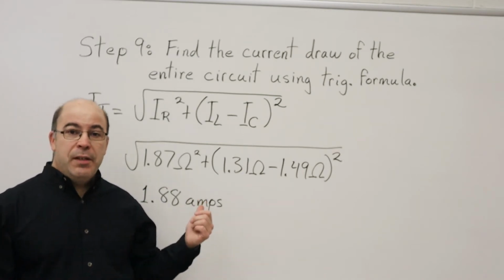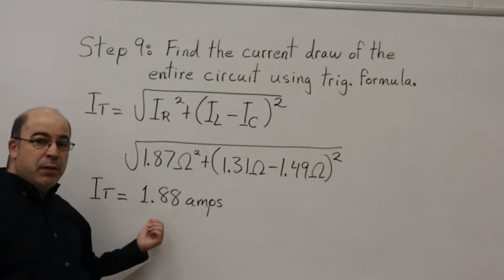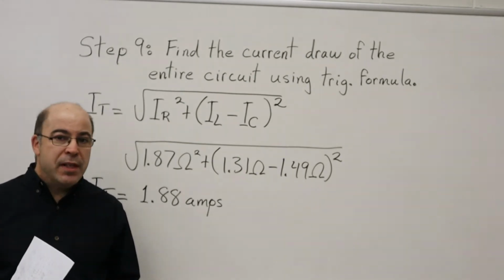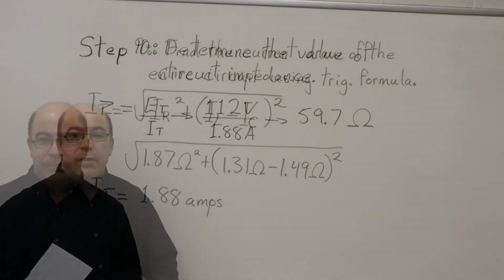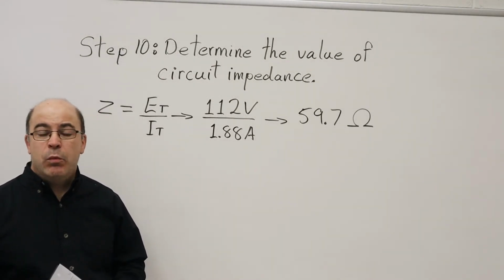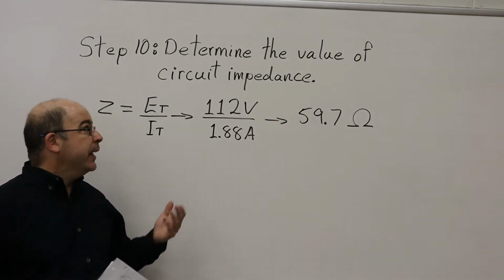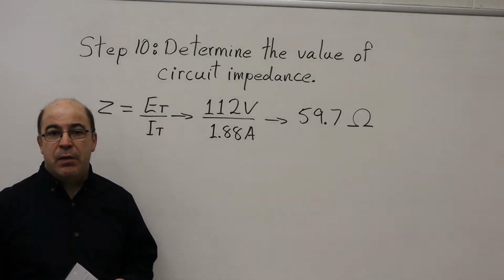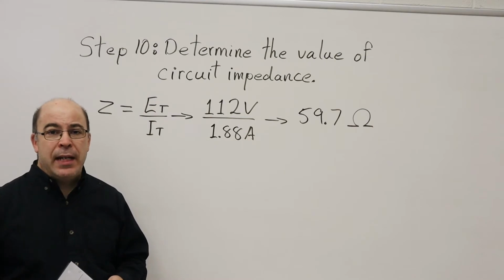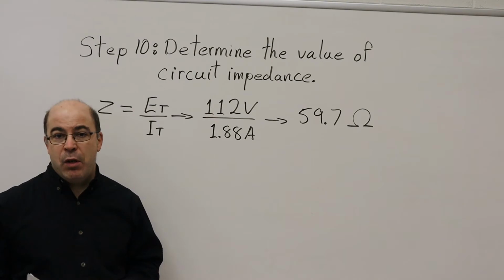Now, we're going to use the value of applied voltage and this calculated value of current to calculate the impedance of the circuit, just using straight up Ohm's law. So, here we've got the formula. It was an Ohm's law formula where we took the applied voltage for the circuit and divided it by the current that we calculated for the circuit. Our two values, 112 volts divided by 1.88 amperes, gave us, as a result, 59.7 ohms.